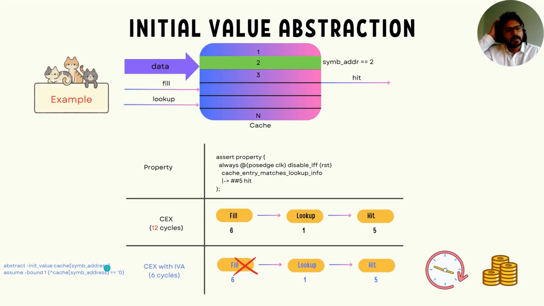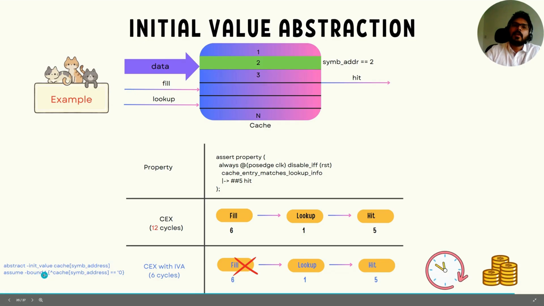In this particular case, I'm saying that one cycle after coming out of reset, you can fill any data, but just follow this rule: the parity of the data should be 0. That simply means XOR should give 0. Now, all of a sudden, you'll start getting counterexamples with just 6 clock cycles. So that's the beauty of initial value abstractions.